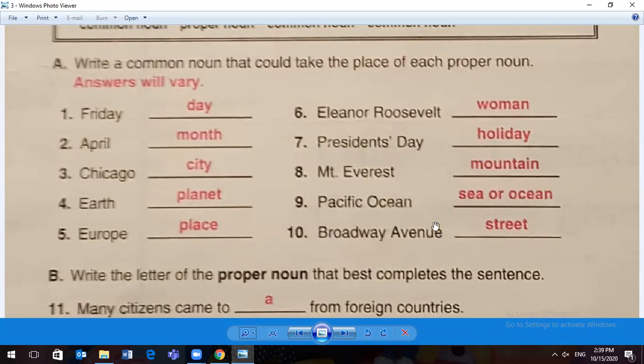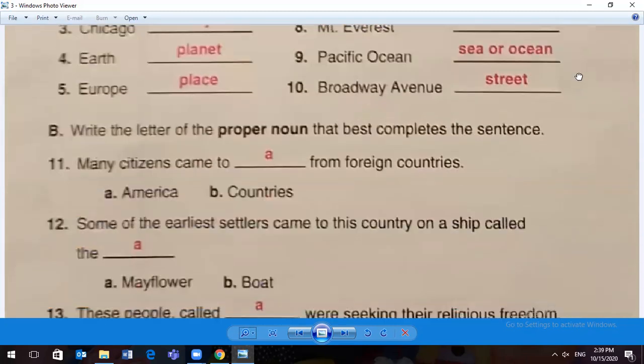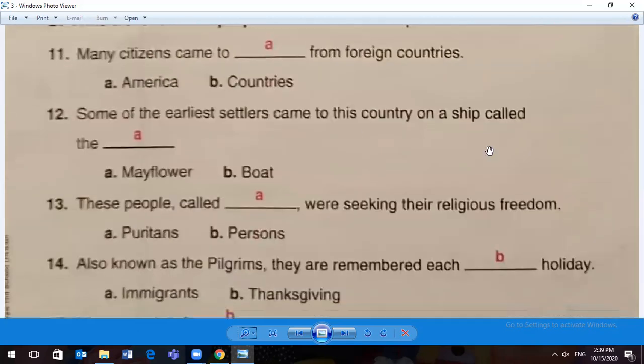And here it says Broadway Avenue. Avenue is a street. You could write street, you could write avenue with a lowercase a, because an avenue, when it's written with lowercase a, is a common noun, okay? All right, let's take a look at some more. Here we have, many citizens came to blank from foreign countries. America or countries. Countries is a common noun, not a proper noun, even though they wrote it with a capital letter. America is the proper noun here.